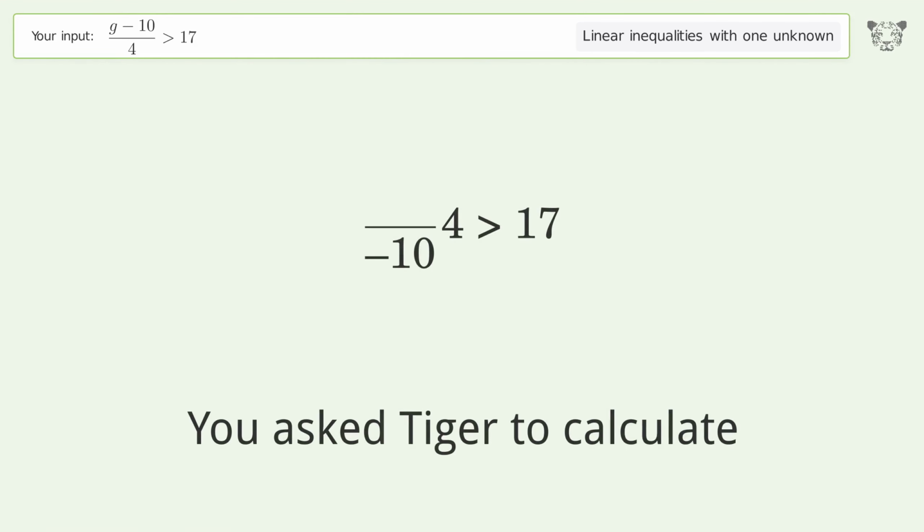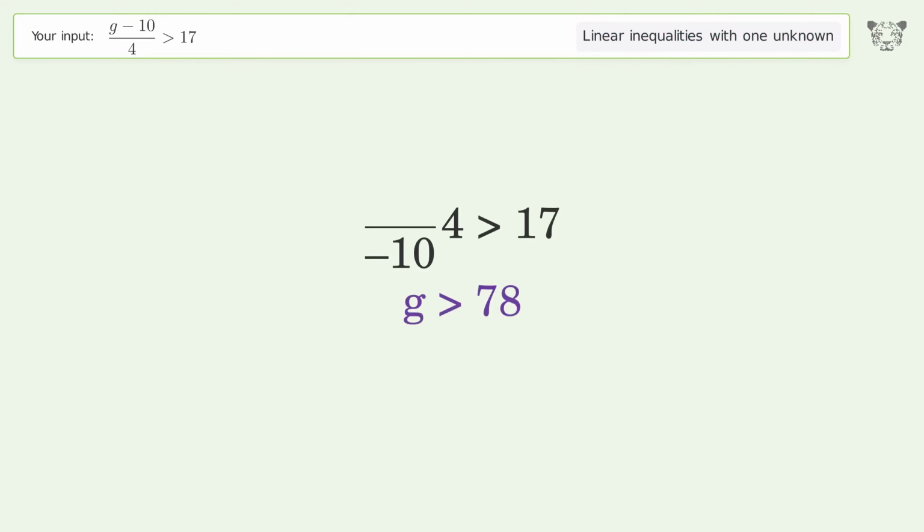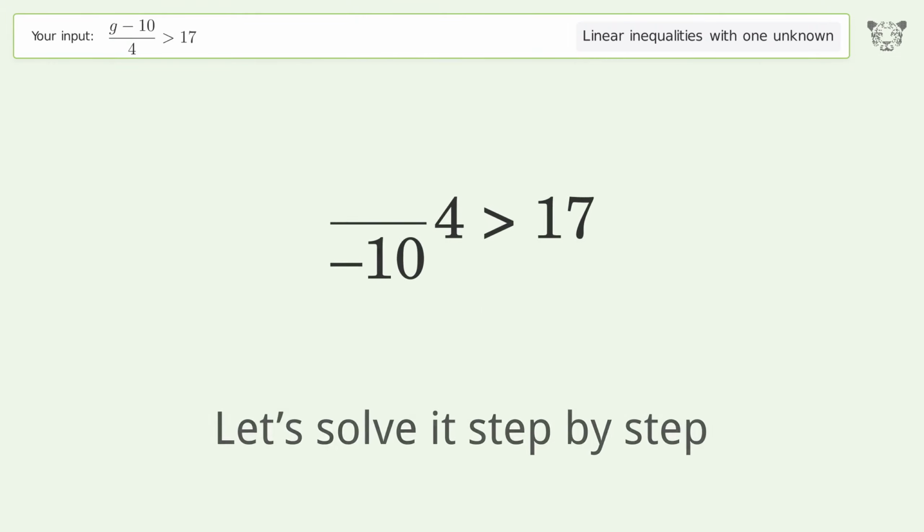You ask Tiger to calculate. This deals with linear inequalities with one unknown. The final result is g greater than 78. Let's solve it step by step.